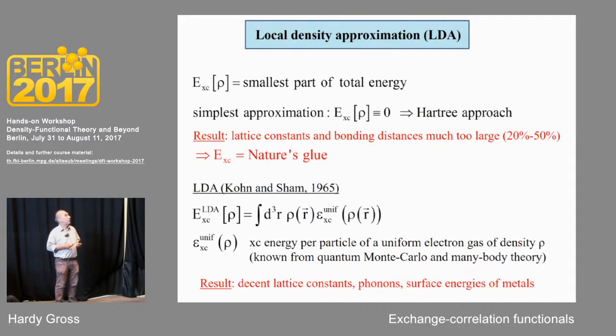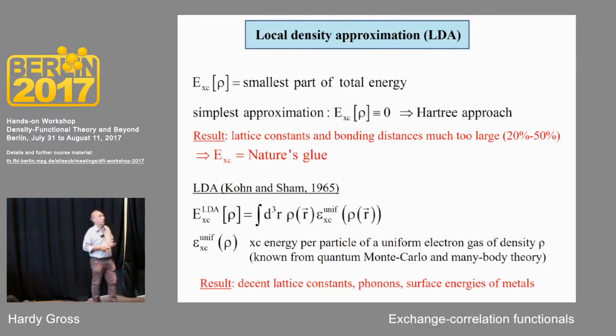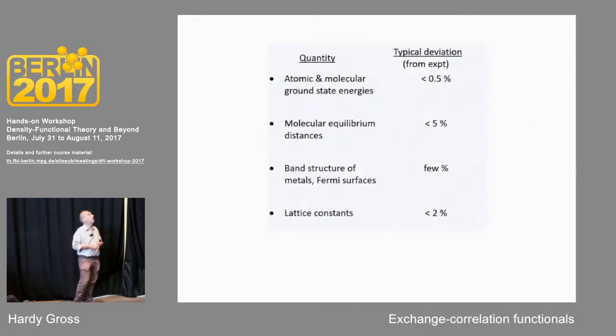So if you do that, you get, compared to Hartree, decent lattice constants, good phonons, and surface energies of metals come out very well. So this was a major step forward, and that's why shortly after the invention of the LDA, essentially all solid-state physicists immediately accepted it. So this is a number of typical results.